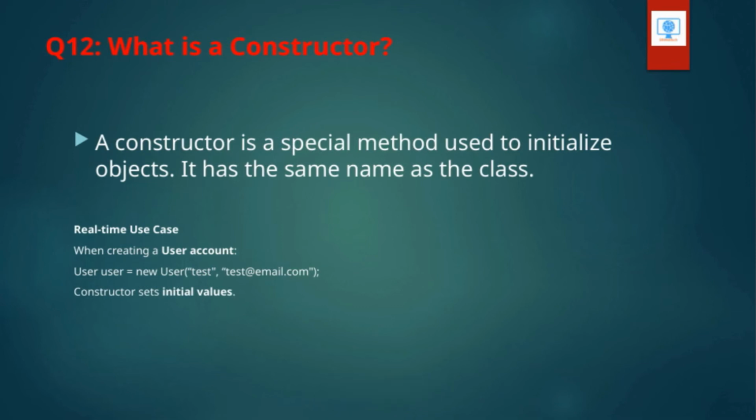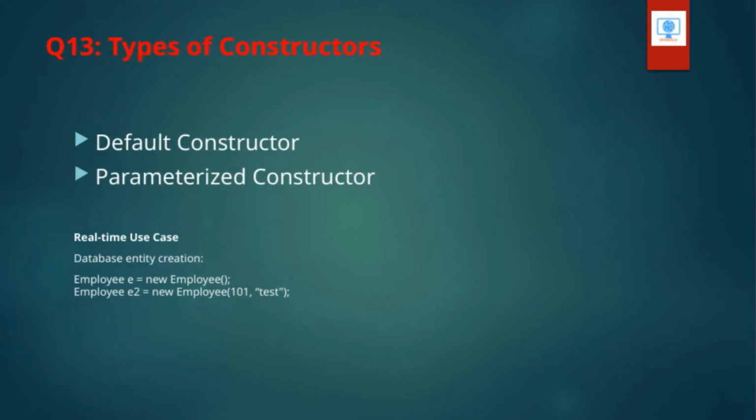For example, when you're creating a user account, you might write something like user = new User, followed by the necessary details. The constructor then takes those details and sets the initial values for that user object. This makes sure that every new object starts off in a consistent state. So, in essence, constructors are essential for setting up objects properly right from the start. Let's take a closer look at constructors.